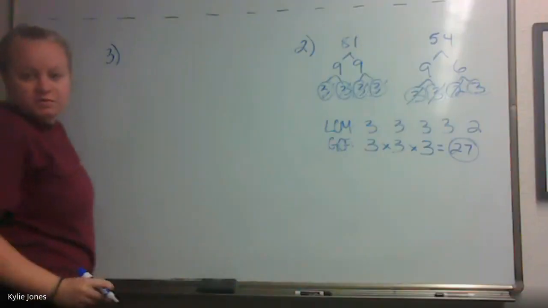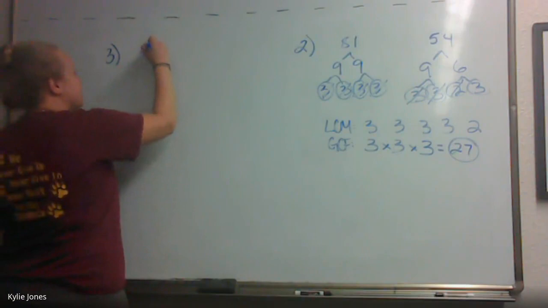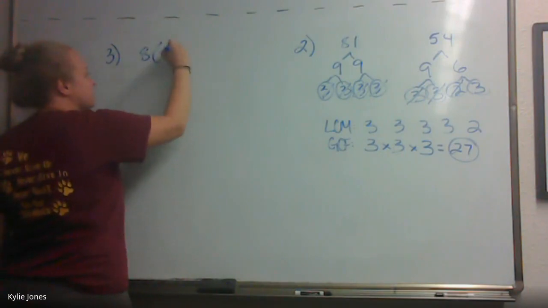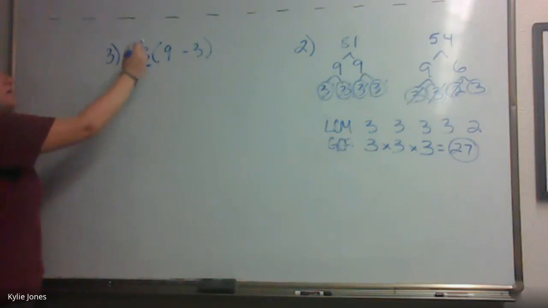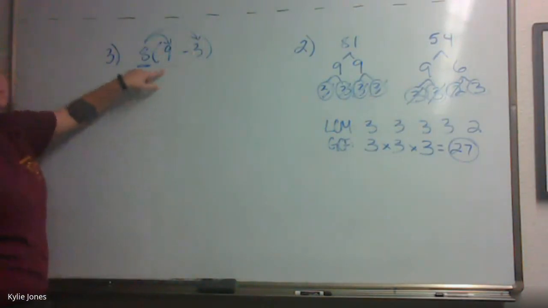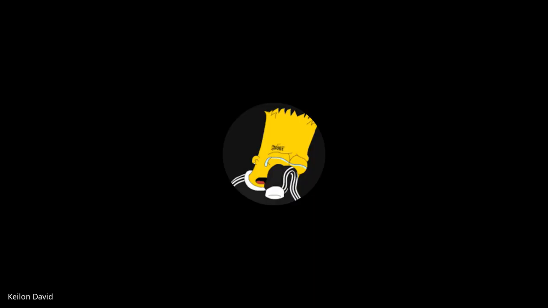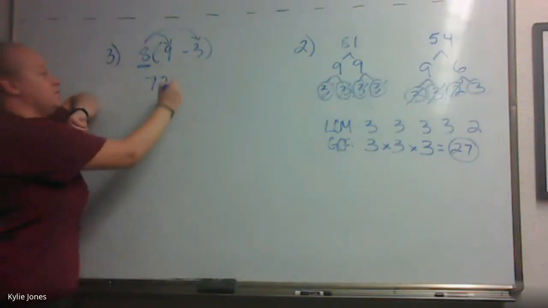We're doing the distributive property of 8 times 9 minus 3. Now remember, we take the number on the outside, multiply it to both numbers on the inside. So what's 8 times 9? 72. The subtraction pulls straight down. You're still going to subtract.